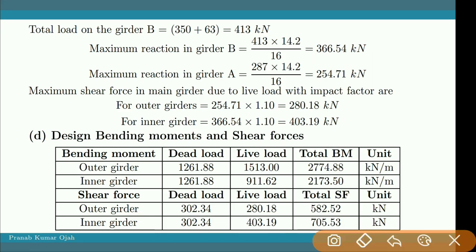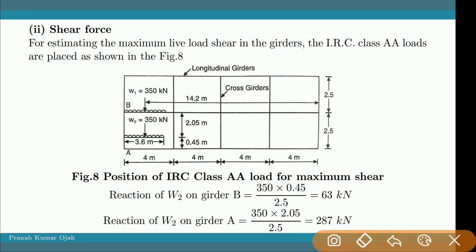Next, the total load on the girder B. As I already told, the W1 load will be directly taken by the girder as it is placed on the girder. So it will be total 413 kilonewton. Now the maximum reaction in girder B. See, at this position the girder B will take a total amount of 413 kilonewton of load.